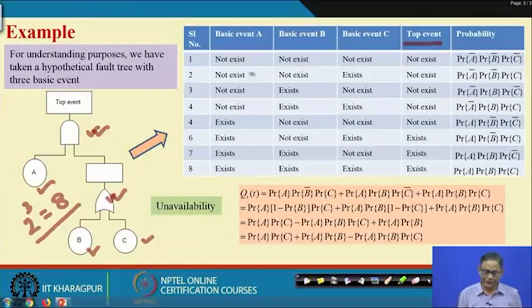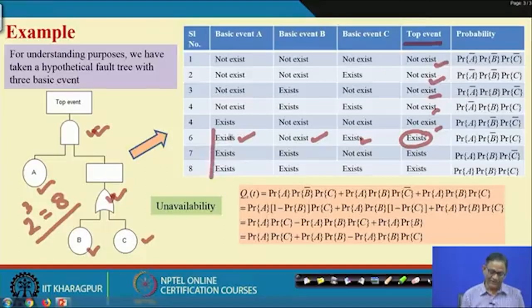For example, when all the bottom events do not exist, the top event also does not exist. Suppose only C exists, and the other two do not exist; then the top event does not occur. But the combination when A exists, meaning A has failed, B doesn't fail but C has failed, then definitely the top event will occur. So you see that in three conditions A exists, which is a must because of the AND gate. Now either B or C or both must occur. Here C exists, that's why the top event exists. Here B exists, that's why the top event exists. Here A, B and C all exist, that's why the top event exists. So this is the combination.